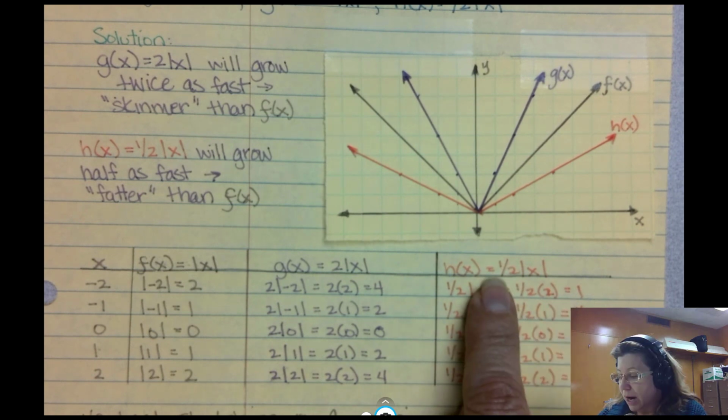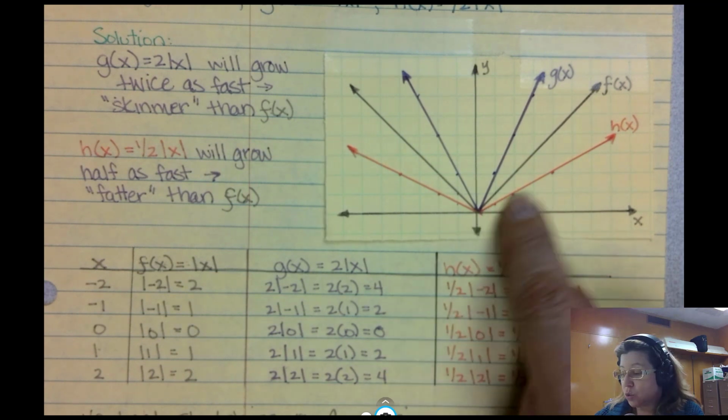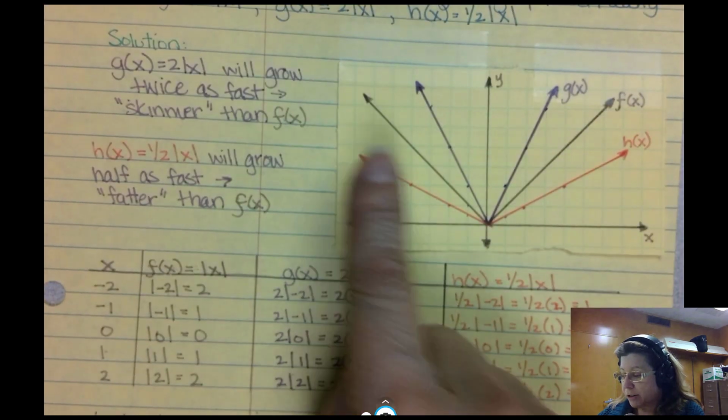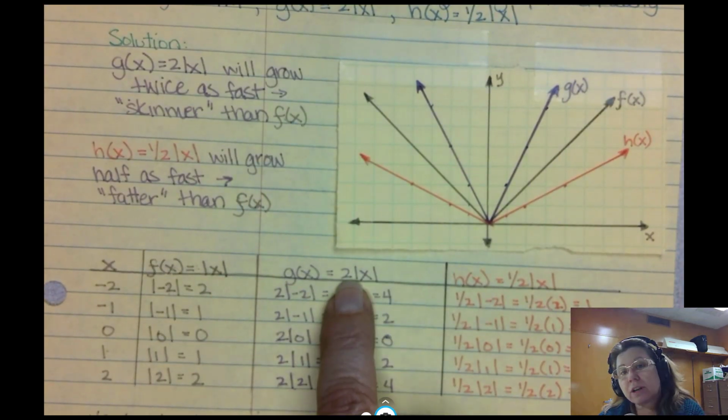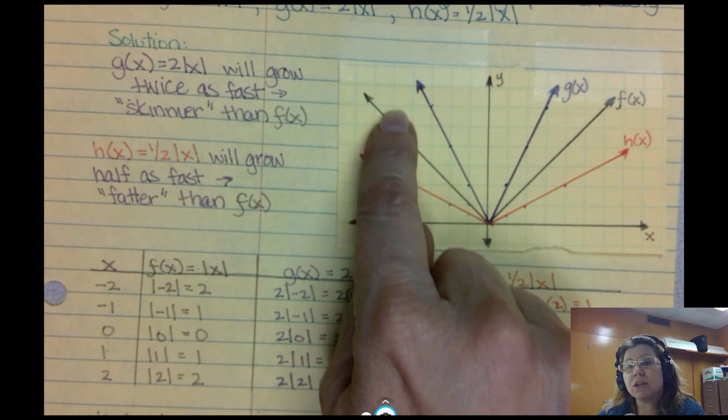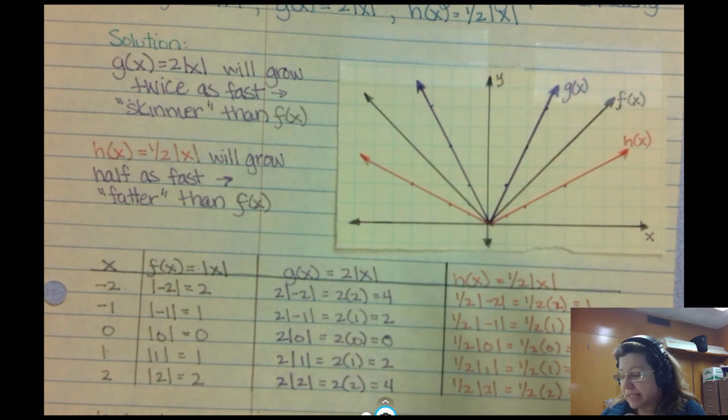So if you have a fraction, or I should say any fraction, it is going to be growing slower, therefore your graph is distorted outward, fatter, versus a larger number, it is growing faster, so it's thinner.